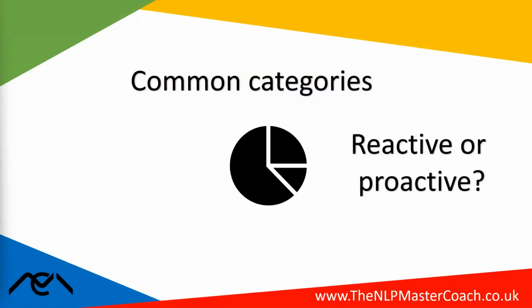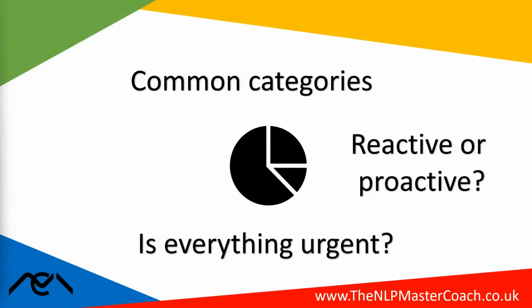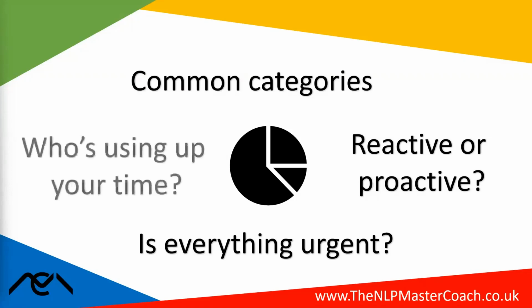Are you spending the majority of your time doing reactive tasks or proactive tasks? What's that split? Does everything you seem to be doing turn out to be urgent, in which case something's going wrong somewhere? And of course, who's using up your time? If 40% of your time is being used up by one person, that needs looking into.